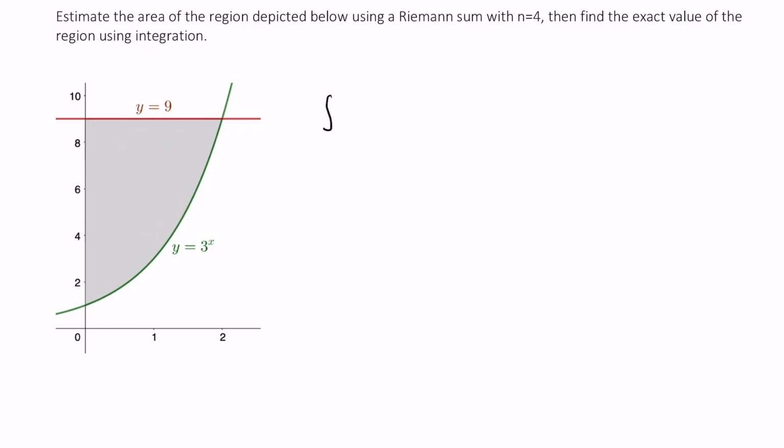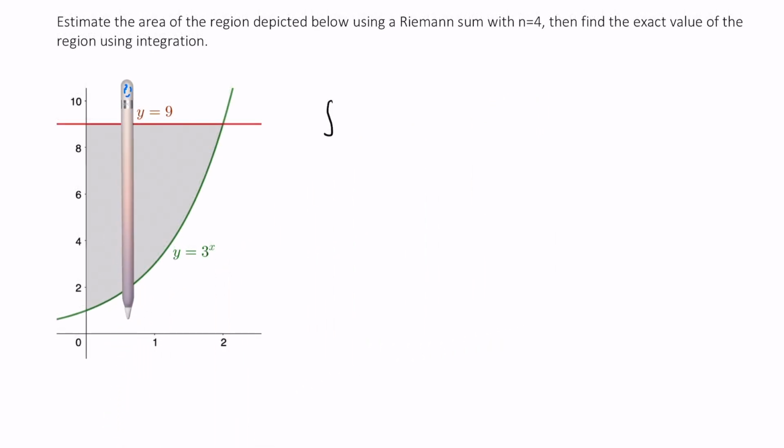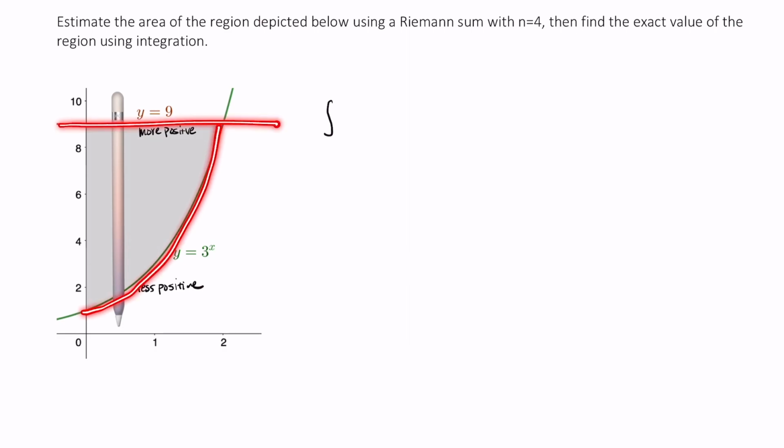And remember, when you're finding the area of a region between two curves, you want to subtract one from the other. In order to figure out which one to subtract from which, it helps to get your pencil. If I was moving my pencil along this line vertically, I could see that 9 here is more positive than the y values of 3 to the x. In short, we can say that this line, y equals 9, is always bigger than this curve, 3 to the x, on this interval from 0 to 2.